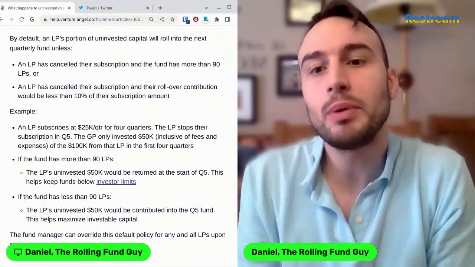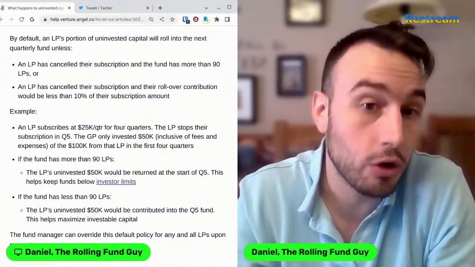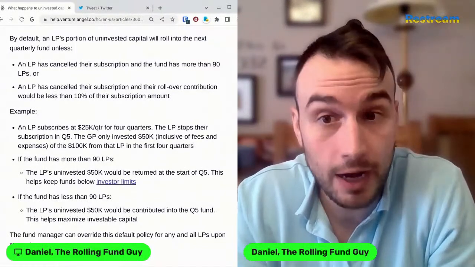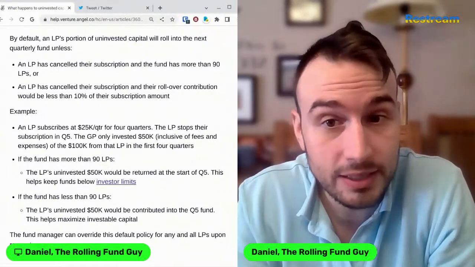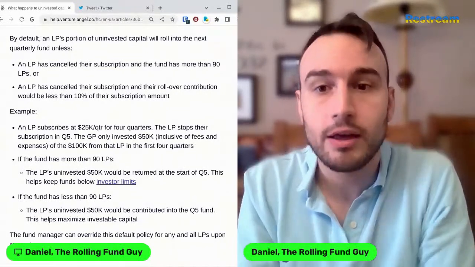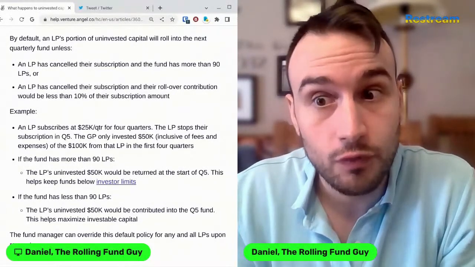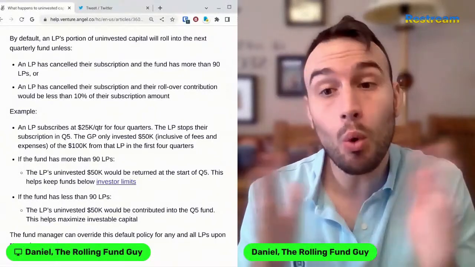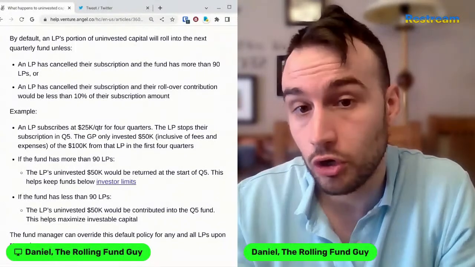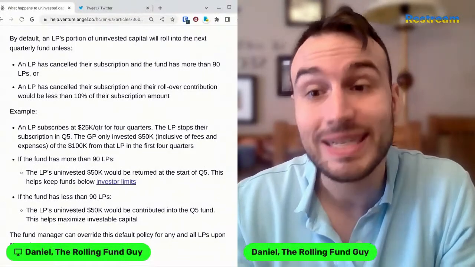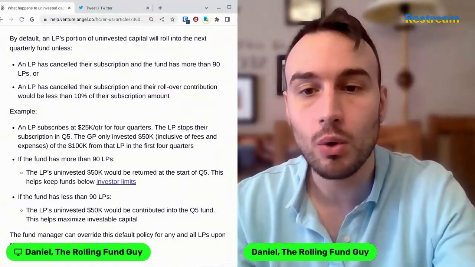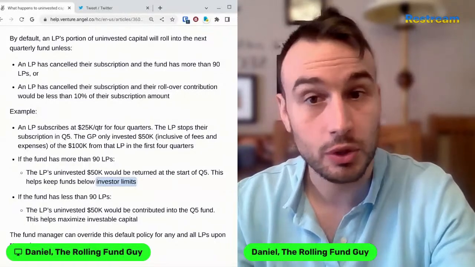Example: an LP subscribes at $25K per quarter for 4 quarters. The LP stops their subscription in quarter 5. The GP only invested $50K, inclusive of fees and expenses, of the $100K from that LP in the first 4 quarters. If the fund has more than 90 LPs, the LP's uninvested 50K would be returned at the start of quarter 5. This helps keep funds below investor limits, which we're going to talk about.